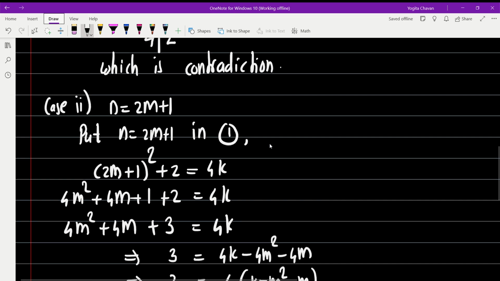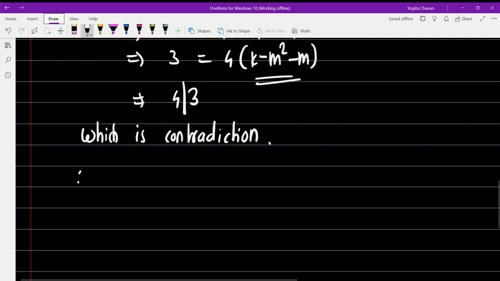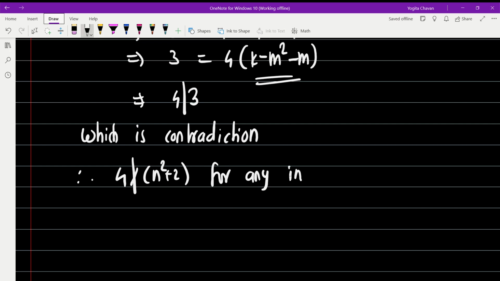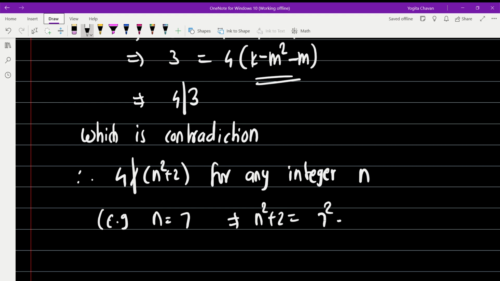So therefore 4 does not divide n square plus 2 for any integer n. आप कोई भी इंटीजर ले लो, n स्क्वायर प्लस 2 करो, वो नंबर 4 का मल्टीपल कभी नहीं आएगा. एक एग्जांपल लेके भी आप देख सकते हैं. For example, if n is equal to say 7, then n square plus 2 is equal to 7 square plus 2, so it is 49 plus 2, 51. 51 is not a multiple of 4. 4 does not divide this number.